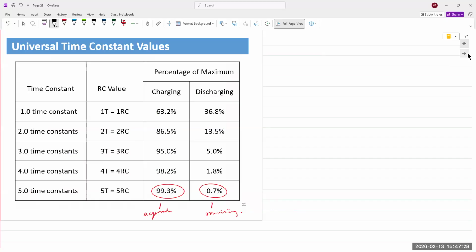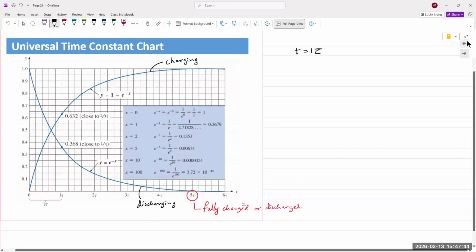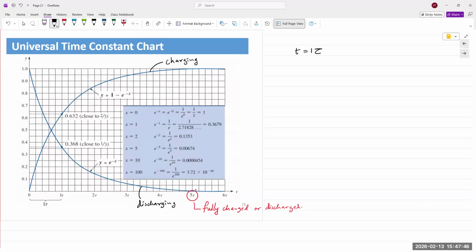Now, mathematically, of course, if we plug in any value of time in there, we would never approach zero. We would never, mathematically, approach full discharge or full charge. But by standard accepted convention, we put a stop to it after 5 time constants. This is 99.3. Okay.